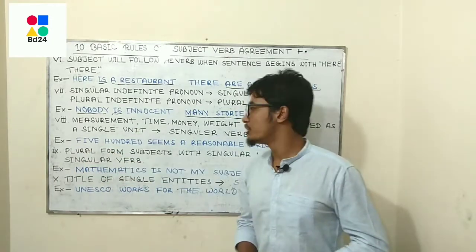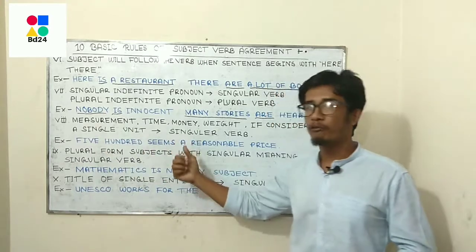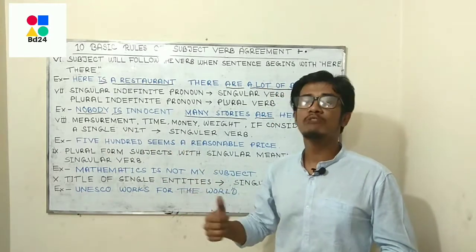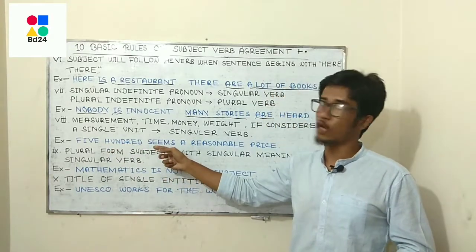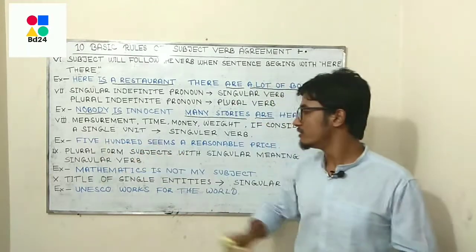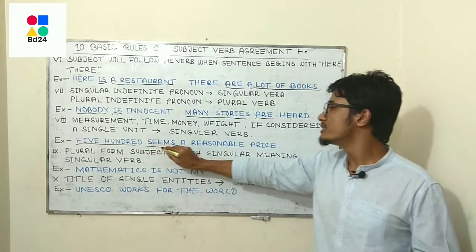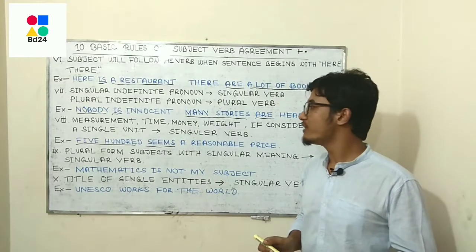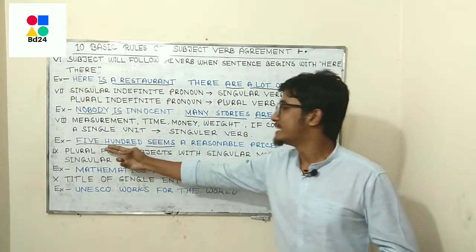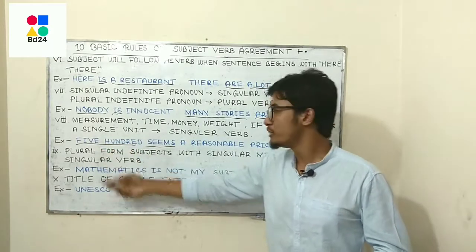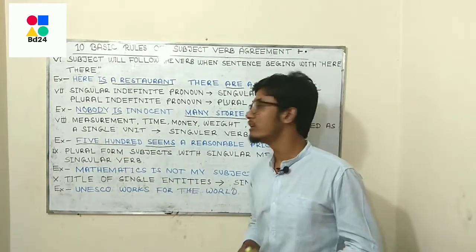The example that I have written here is 500. It's an amount of money which expresses a singular unit. 500. So the verb will be singular, not plural. 500, a singular unit. The verb is also singular. Seems. 500 seems a reasonable price. So as the money is expressing a singular unit, the verb is also singular. So let's move to rule number 9.